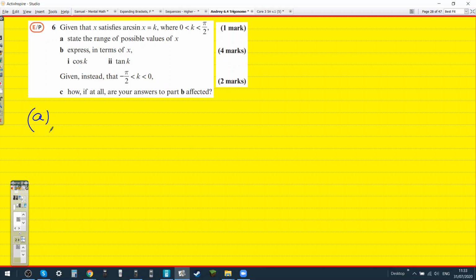Possible values of x. Am I just shoving in 0 is smaller than x, smaller than pi over 2? Yeah. Oh, sorry, I missed the arc sign. So it'll just be, x is equal to sine k essentially. Yep. So does that mean the range will be sine 0 is smaller than sine x, smaller than sine pi over 2? Oh, sine k, sorry, sine k, yeah.